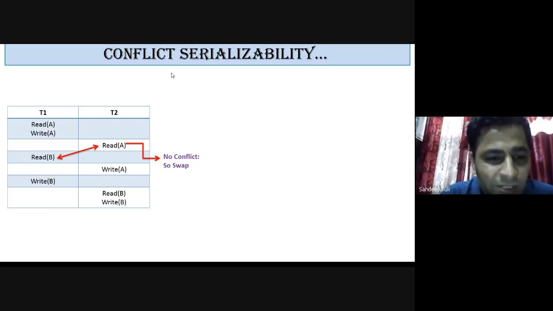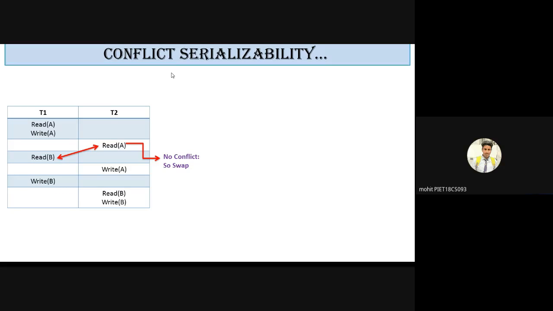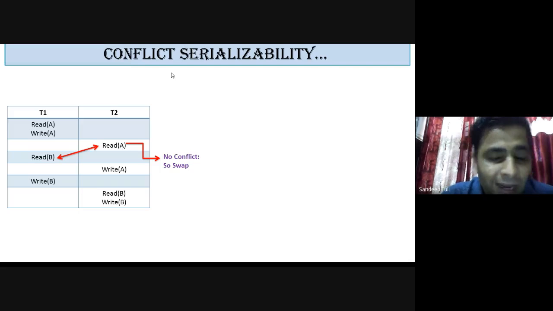Because they are working, read A and read B. The first rule, if you remember, is that if both the operations are reading, then they will definitely not be conflicting, whether they are on the same data items or not. It does not matter.